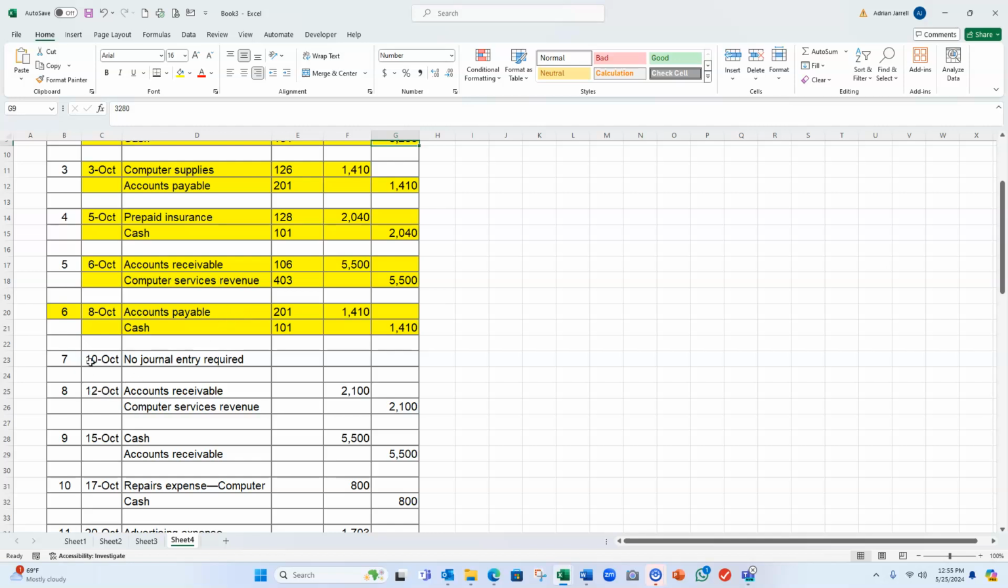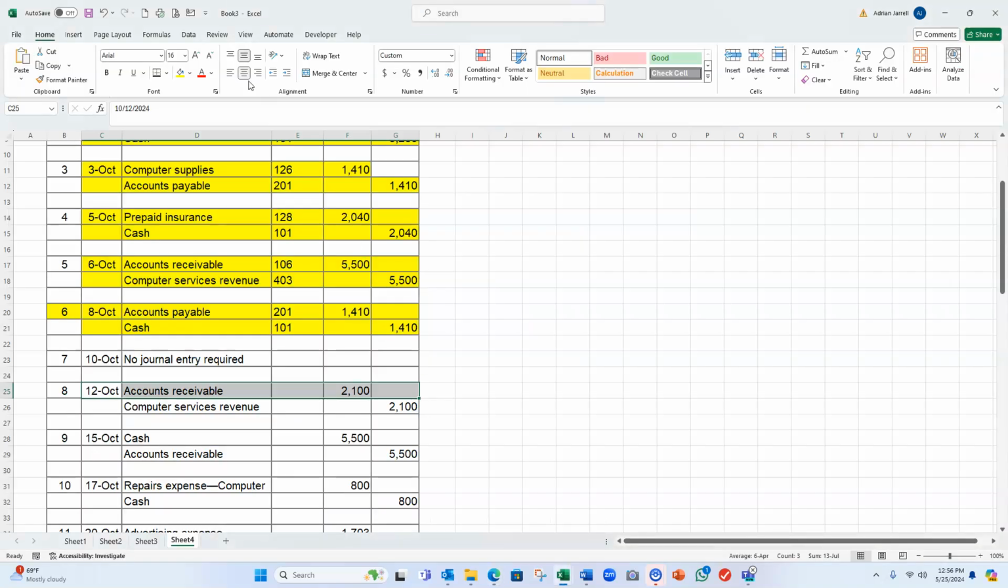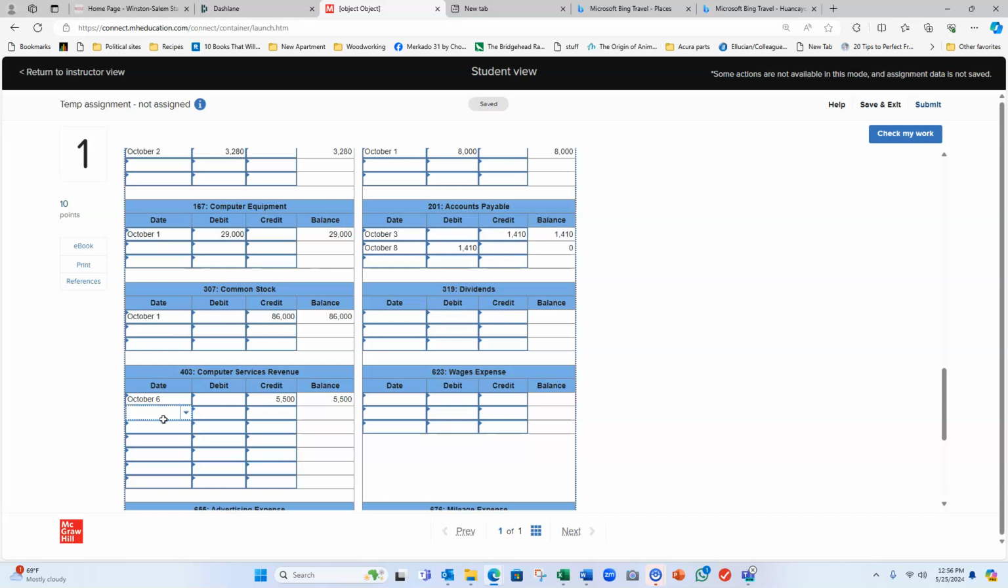On the 12th of October, there's no journal entry needed here. I don't have to worry about that. On the 12th of October, we're going to debit accounts receivable 2,100. Account number 106. And we're going to credit the computer services for 2,100 on the 12th. $403.